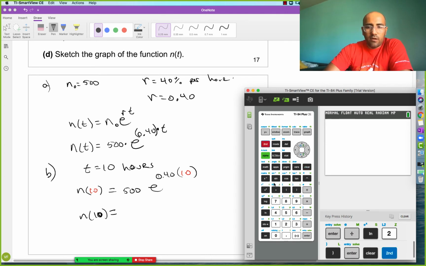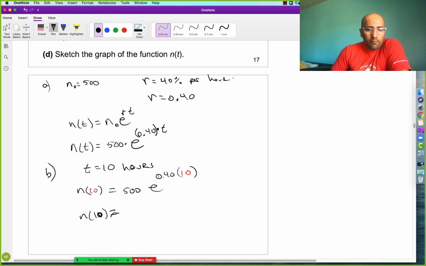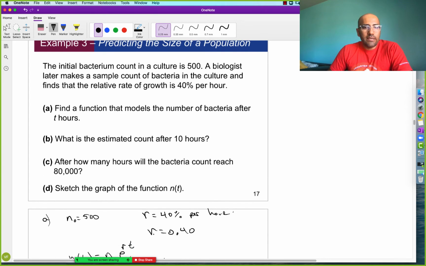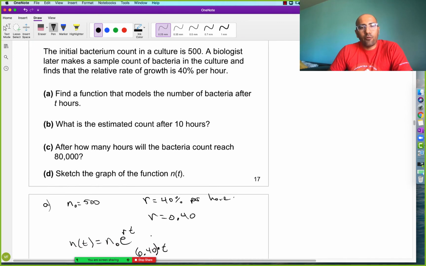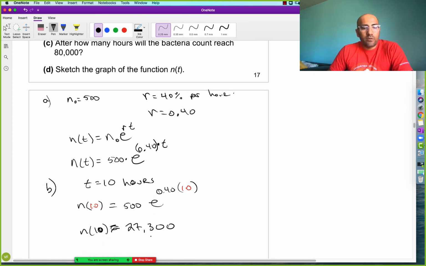So this would be e to the power of 0.4 times 10. Well, that's an easy multiplication. It gives you that. And then you multiply that times 500, and you get 27,299, so pretty close to 27,300. Any questions? No? So we start off with 500 in the culture growing at 40% per hour. 10 hours later, we'll have 27,300.